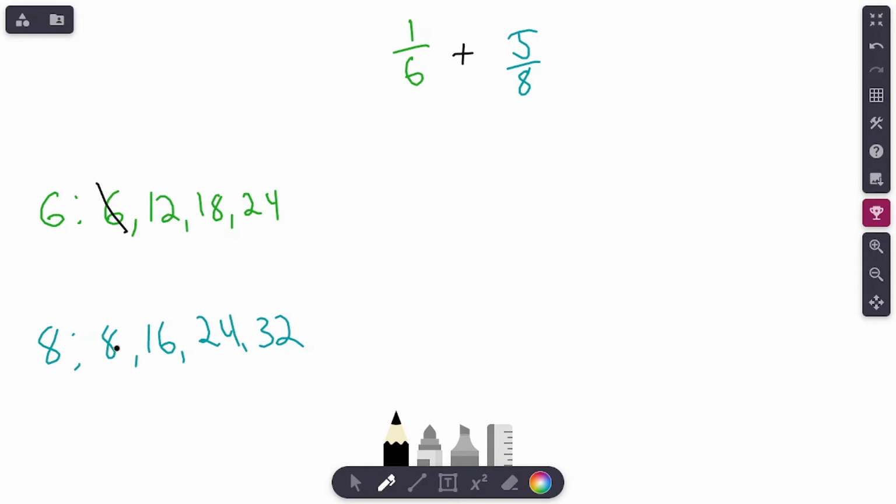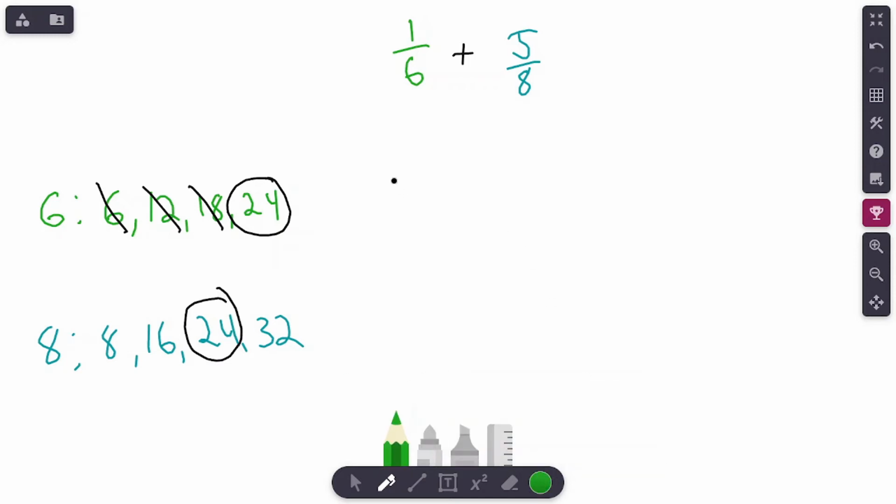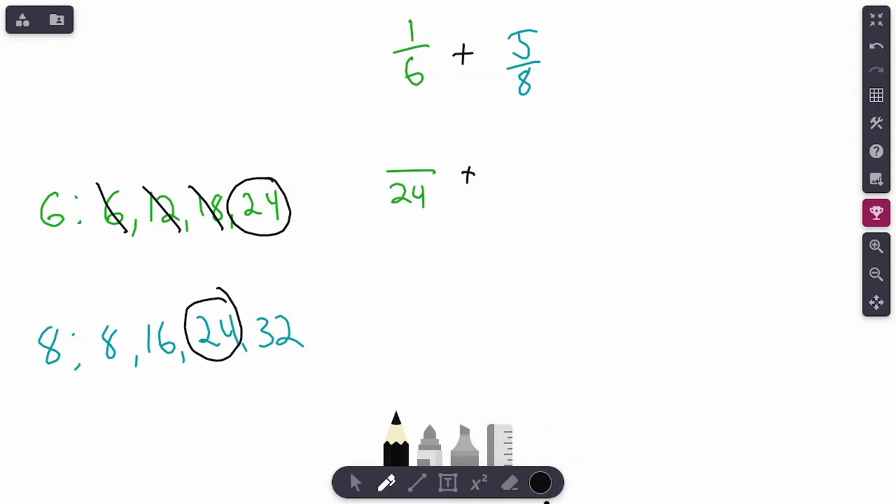All right. 12. Nope. 18. Nope. 24. Yes, there we go. They both have the multiple of 24 in common. That is the smallest number they have in common, the least common multiple. So we know that our common denominators are going to be 24 for both of our fractions.